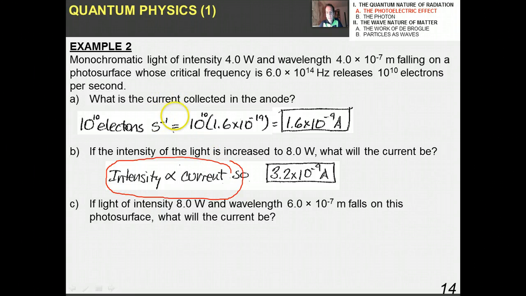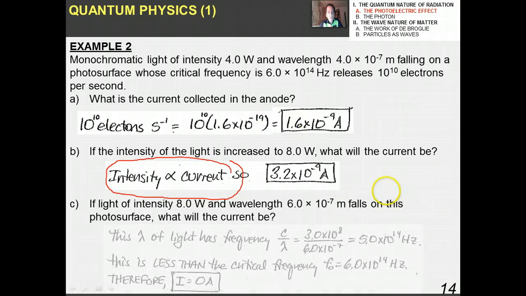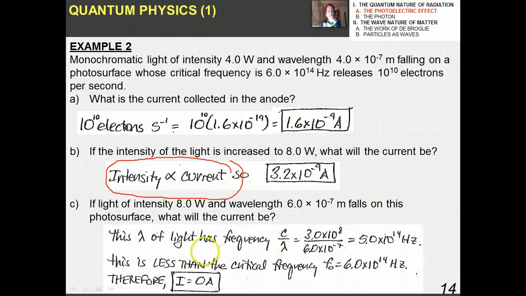If this doubled intensity falls on the photosurface, what will the current be? Okay, well, turns out that the current will be 0. Okay, and this is the kind of IB question where they kind of try to trick you. You want to always compare the wavelength of the light or frequency of the light given in a problem to the critical wavelength or frequency. And if it's less than the critical frequency, okay, you're not going to get any current at all. So these types of questions are actually quite common in IB paper questions.